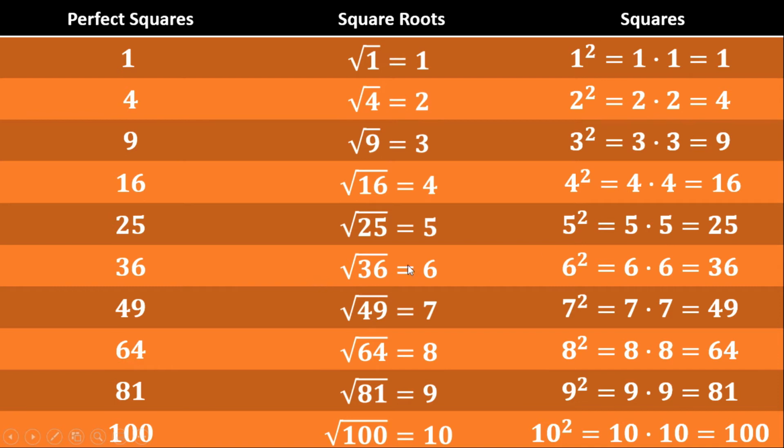Getting the square root of 36, we have 6, because 6 squared is equal to 36. Square root of 49 is equal to 7, because 7 squared is 7 times 7, which is equal to 49. Getting the square root of 64, we have 8, because 8 squared is equal to 8 times 8, and that is 64. When we get the square root of 81, we have 9, because 9 squared is equal to 81. When we get the square root of 100, we have 10, because 10 squared is equal to 10 times 10, and that is equal to 100.